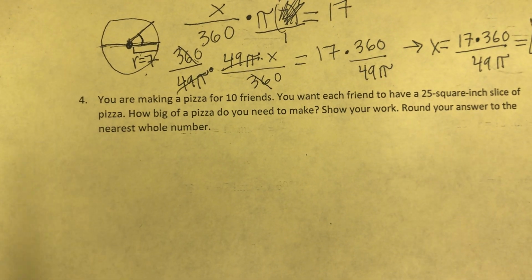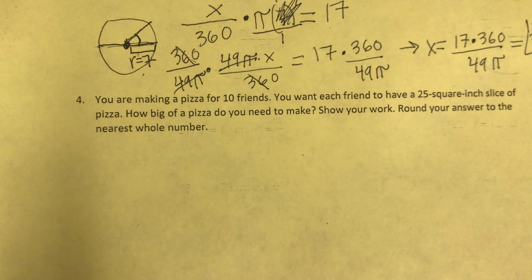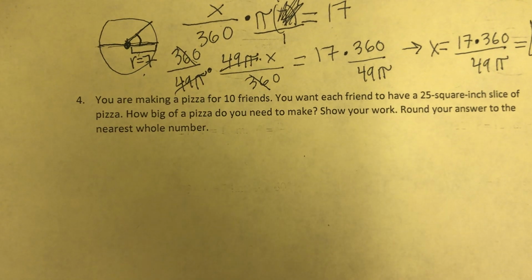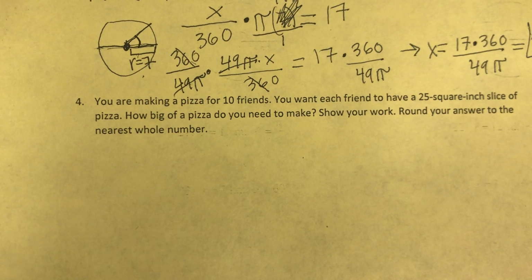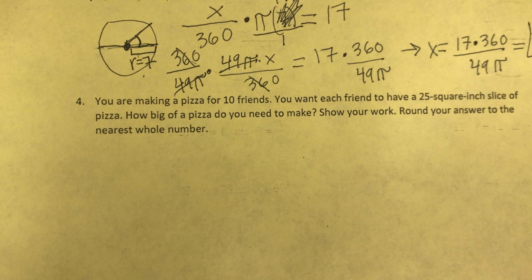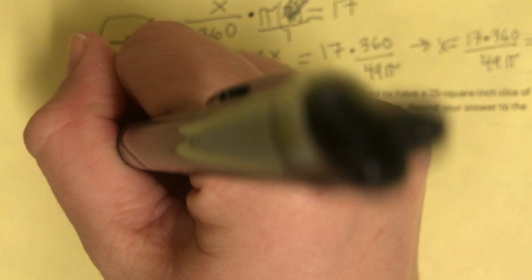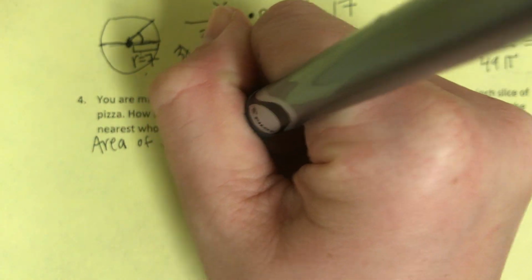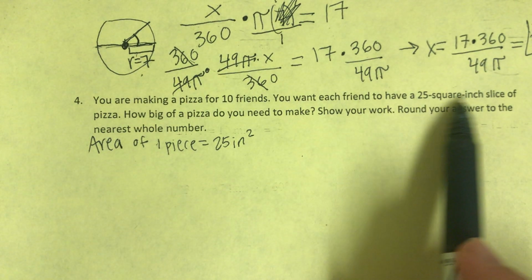Okay, now that you had the opportunity to work on number 4 by yourself, let's look at it. It says you are making a pizza for 10 friends. You want each friend to have a 25 square inch slice of pizza. How big of a pizza do you need to make? Show your work, round your answer to the nearest whole number. So the first thing I think of is that the area of one piece is equal to 25 inches squared, because that's given to us right here in the problem.